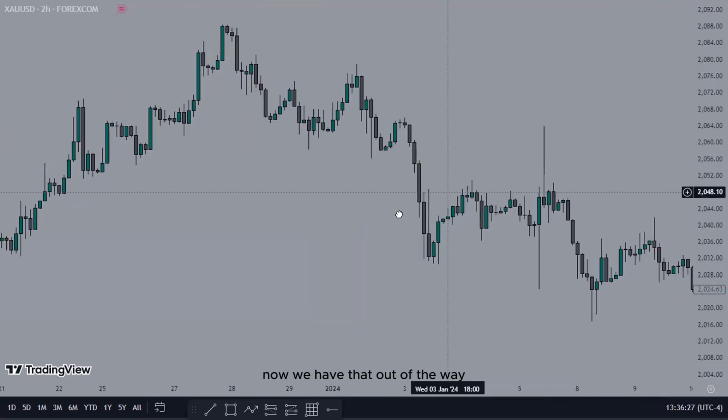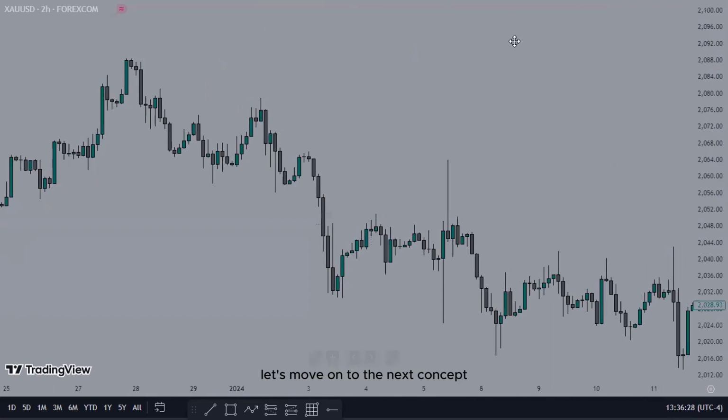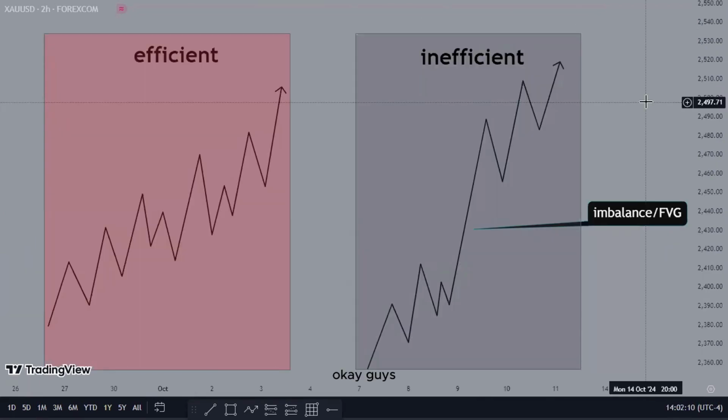Okay, now we have that out of the way. Let's move on to the next concept. Okay, guys, so here we are on the second concept of this video. All right, so today in this concept, we'll be talking about efficiency and inefficiency. Now, there are two different charts on my screen right now. If you look at it, the one on the left is efficient and the one on the right is inefficient.